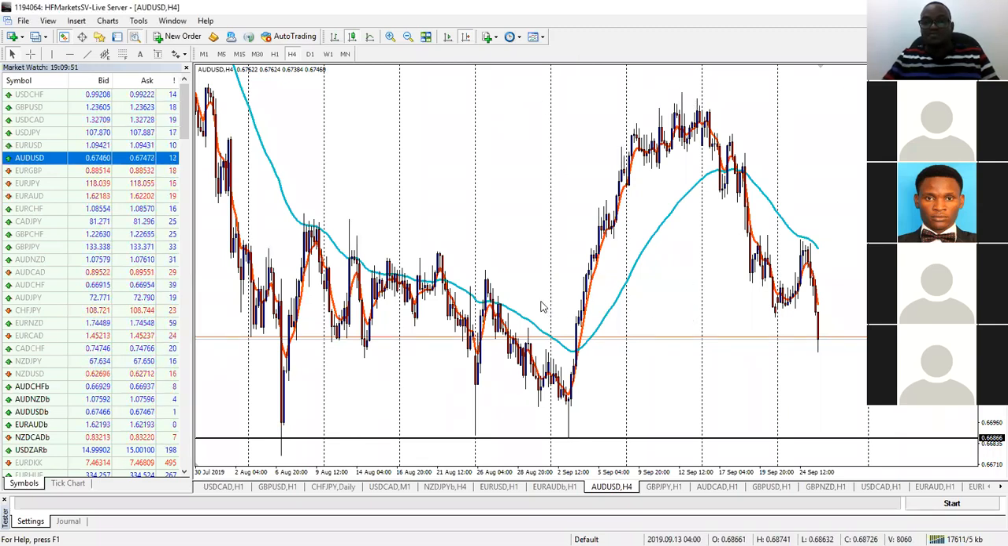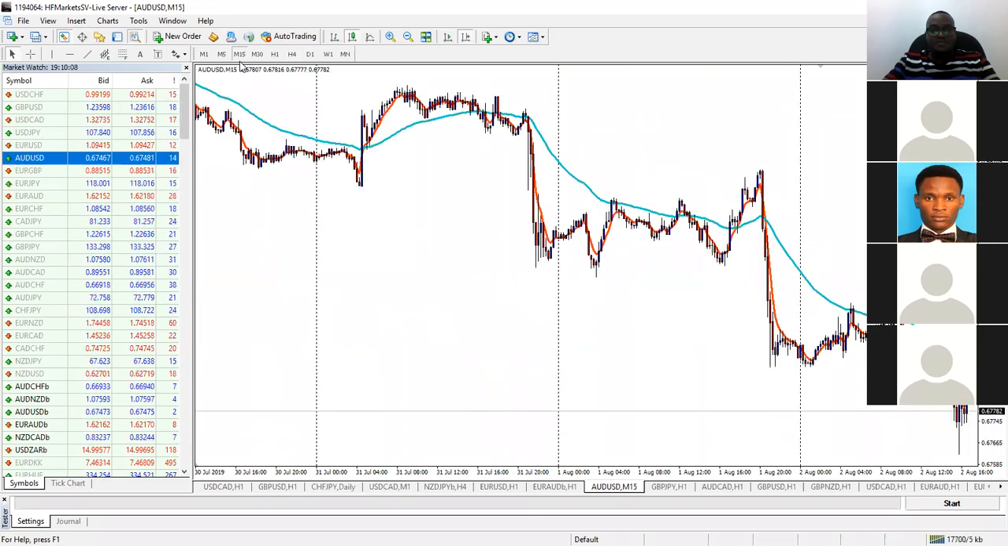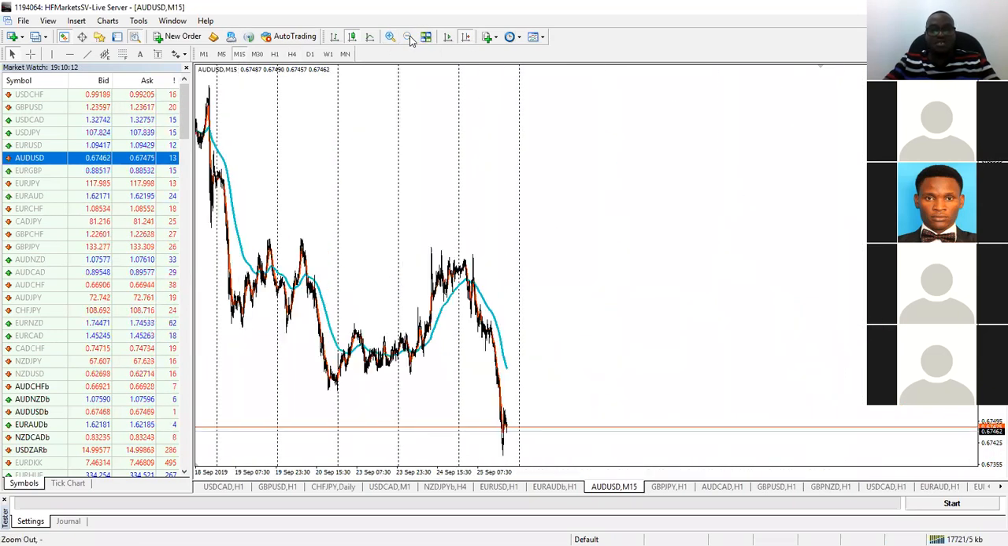Let's go back, guys, to our screen here. All right. Now, remember we were discussing AUDUSD. We did analysis on AUDUSD yesterday. And remember, yesterday we were doing this using the 15 minutes time frame. See, maybe we just go back for the benefit of those who were not here yesterday.